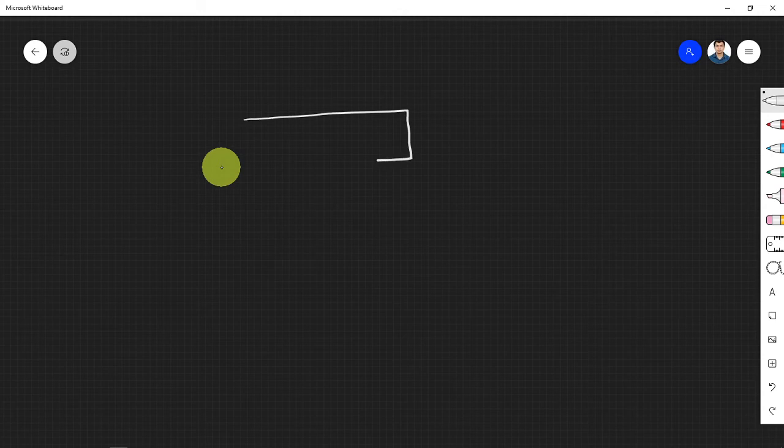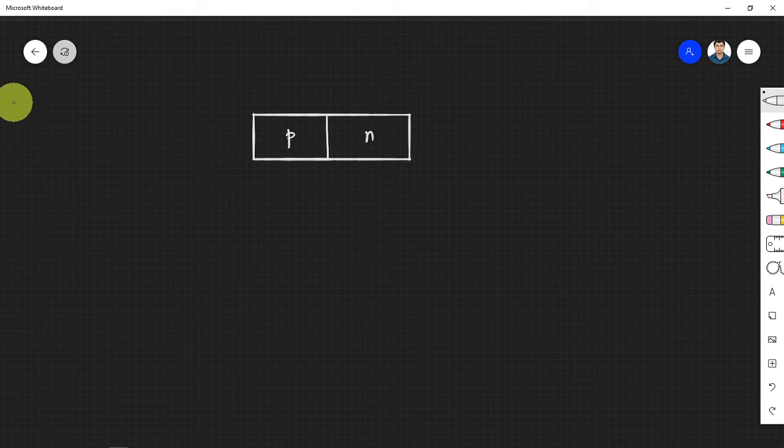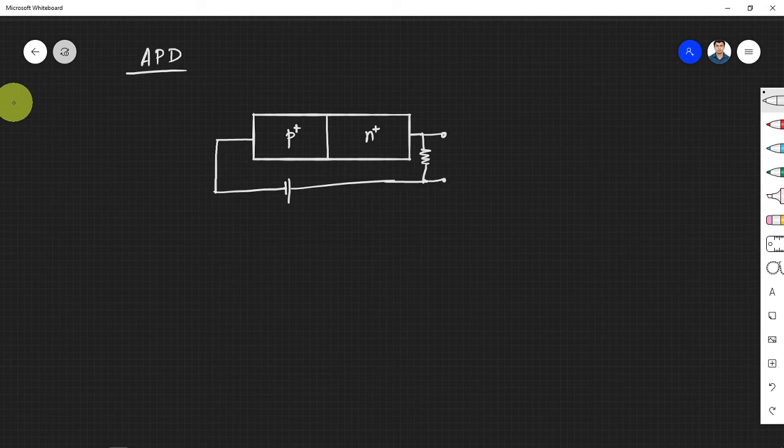A basic APD is nothing but again a PN junction diode, and this PN junction diode, we make very heavily doped. Both are heavily doped. So we are talking about APD, Avalanche photodiode. We moved from PIN to APD to have some gain. So let's see how we can have some gain in this device. Again, it's negative reverse bias, right? We should always connect a load whenever we draw a diode with a battery.